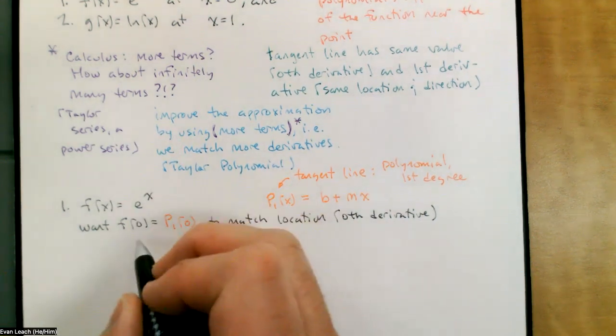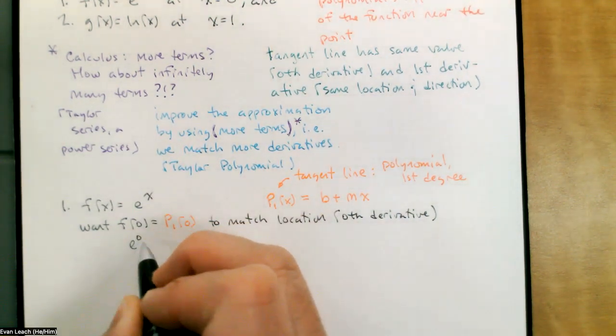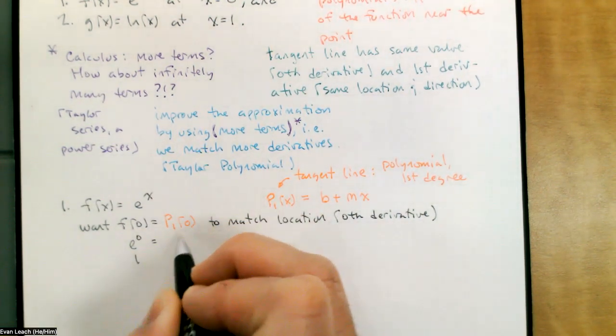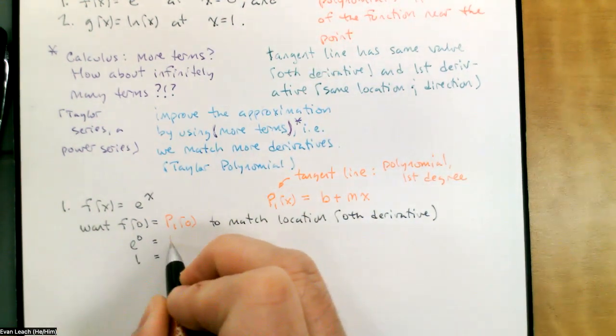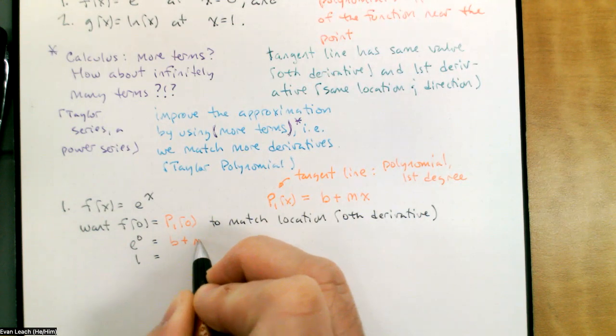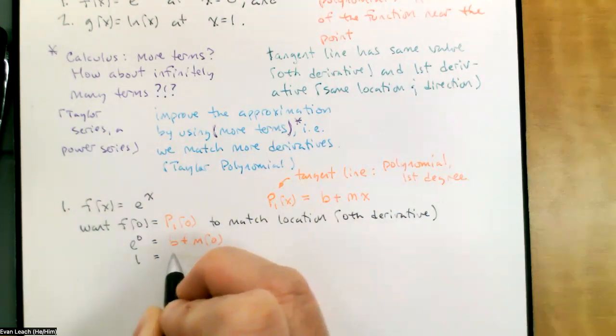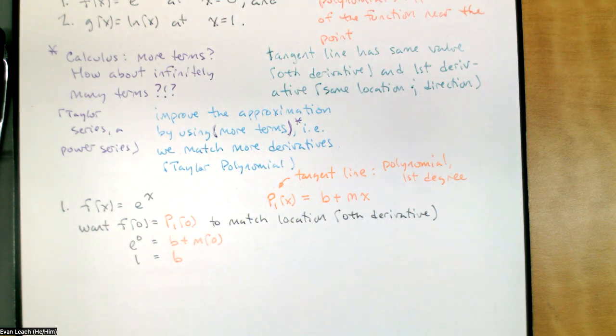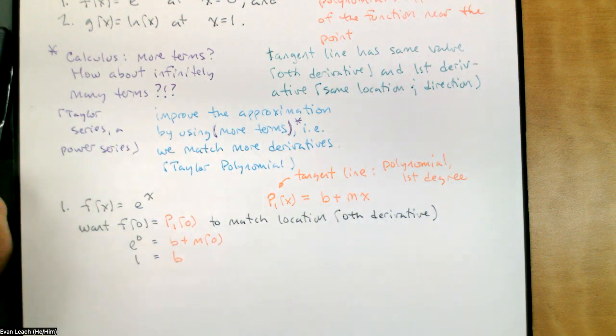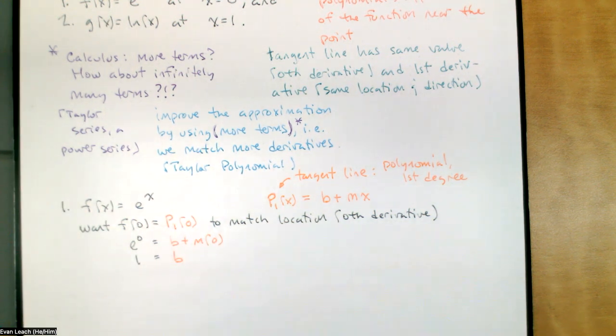f of 0 is e to the 0, which is 1, and p1 of 0 is b plus m times 0, which is b. So now we've learned something. We know that the constant term of our tangent line is 1. We knew that going into this problem because we know the tangent line for e to the x near 0 is 1 plus x.